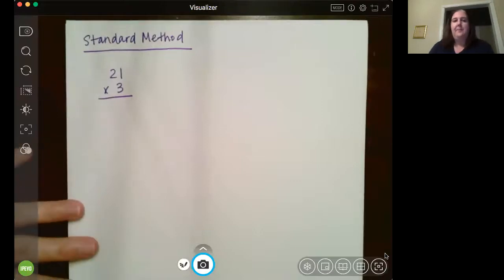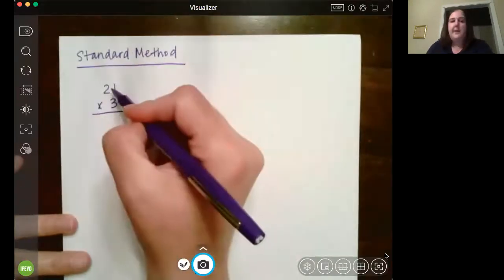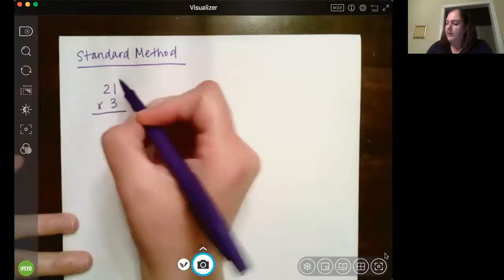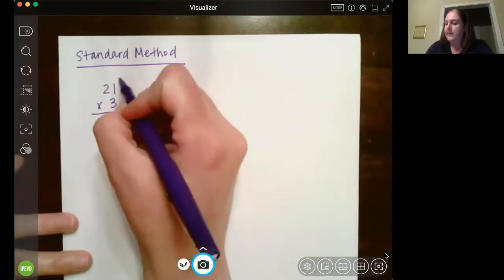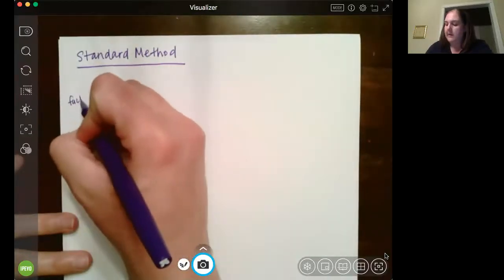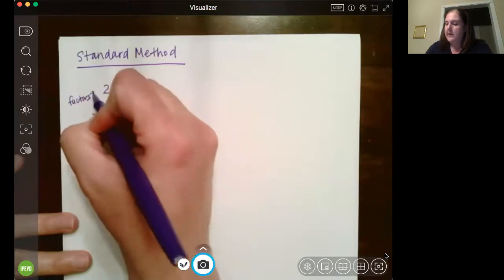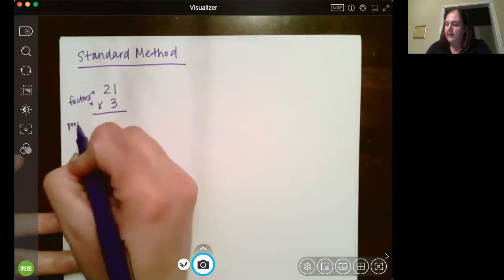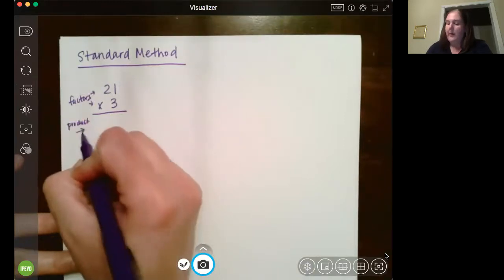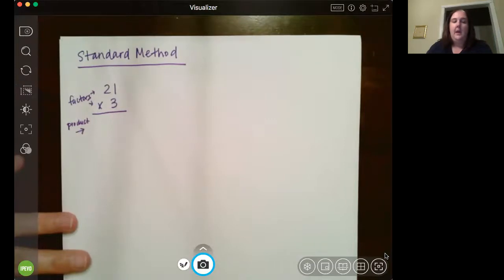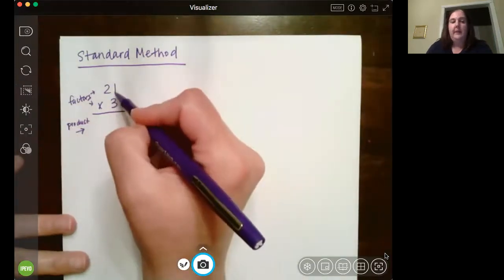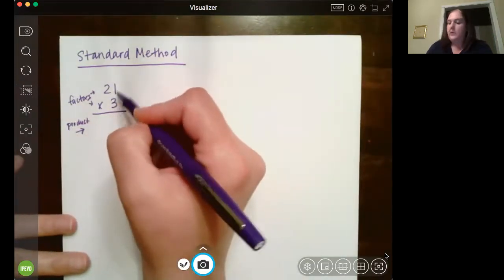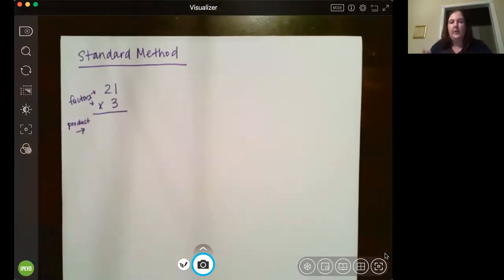so you can see what I'm talking about. Notice that I'm multiplying 21 times 3. Remember, these are the factors, the two numbers that you multiply, and your answer is the product. So we're going to put our product underneath. I'm multiplying 3, and it's in the ones place, so notice that it's right underneath the 1. It's really important to keep your numbers all lined up.